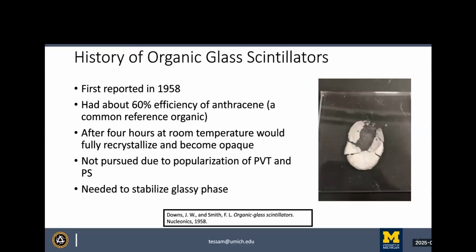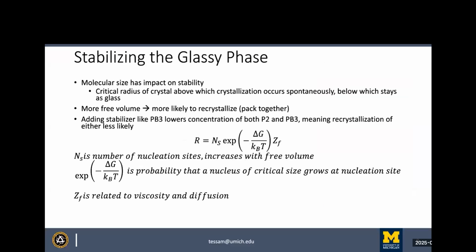A little bit of history on organic glass scintillators. They were first reported in 1958 by Downs and Smith. These had about 60% of the efficiency of anthracene, which besides stilbene is another common reference organic. However, unfortunately, after 4 hours at room temperature, they would fully recrystallize and become opaque, which is bad. We want it to be transparent and optically uniform. So these ended up not being pursued because additives in PVT and PS were working just fine. There was a need to stabilize this glassy phase, which was more recently worked out.